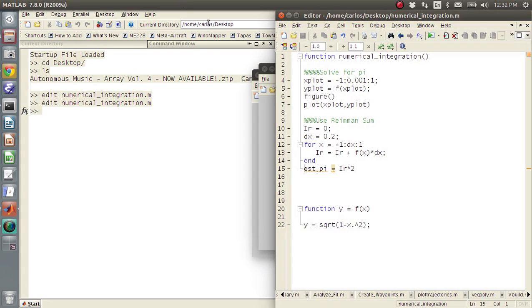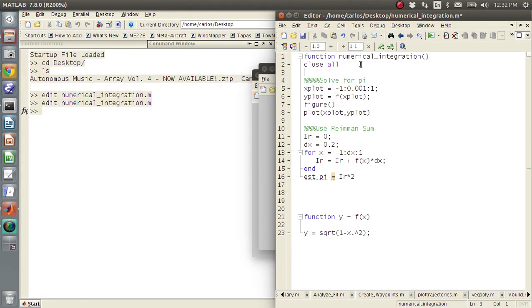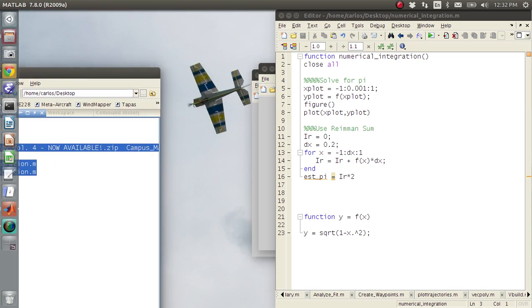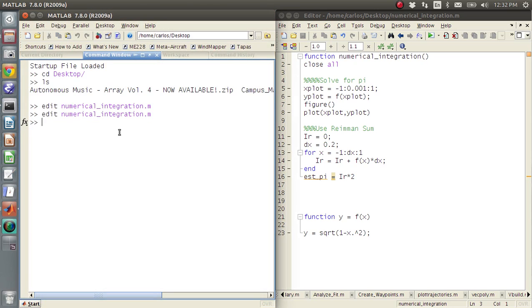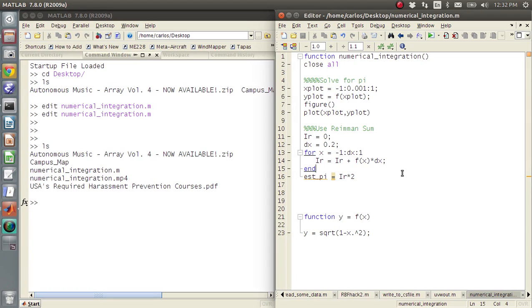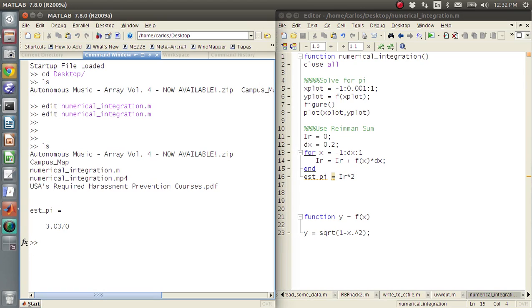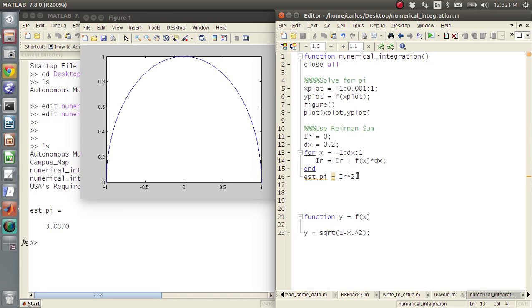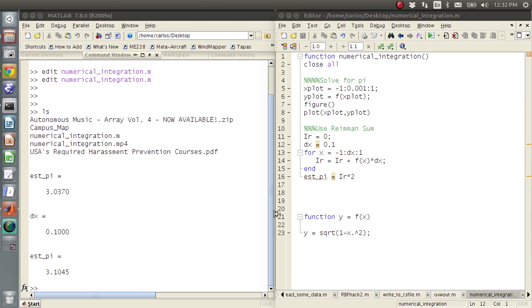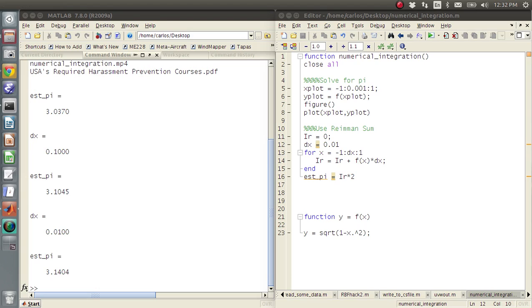So if I put this over here, I'm going to do a close all, and I'm going to put this over here. I'm going to hit F5. There's my estimate of pi. It's 3.0370. So it's not very good. So if I make this, say, 0.1, now it's 3.1045, and I make it 0.01, now it's 3.14. So we're getting closer and closer.